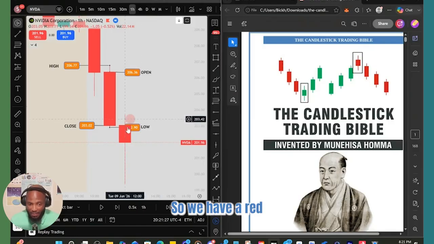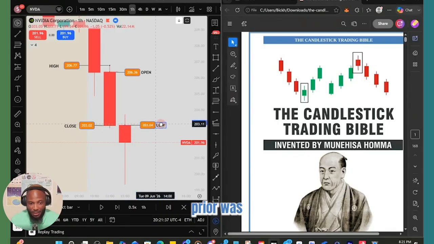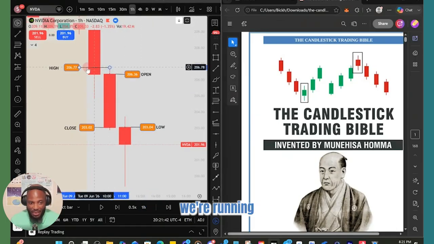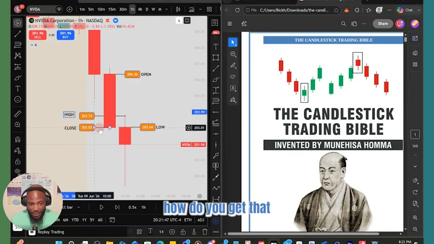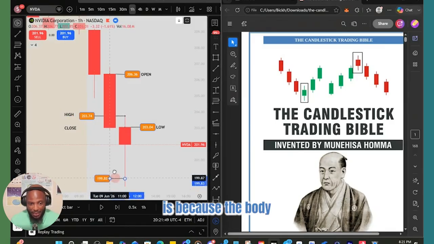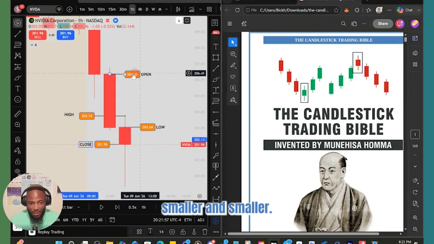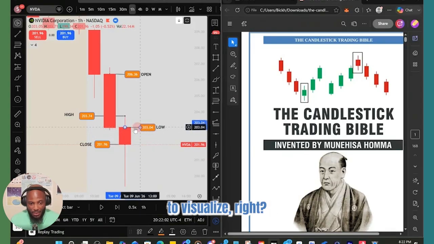All right. So we have a red candle here. And now this red candle is looking a little weak. Right. All the other candles prior were chunky, big body. So now it looks like we're running out of speed, running out of energy. How do you see that? Look at the body of the candlestick. That body is getting thinner and thinner, smaller and smaller. Okay. So that is important to visualize, right?